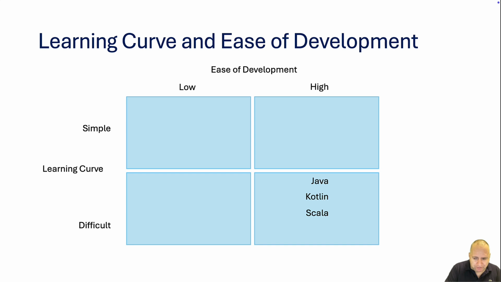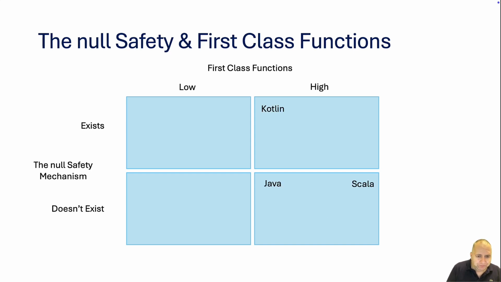Now, about the ease of development, well, we can say that the development cycle is very similar. Java, Kotlin, Scala are pretty much the same. We use IntelliJ IDEA. Usually it works great, so the ease of development is quite good in all three.